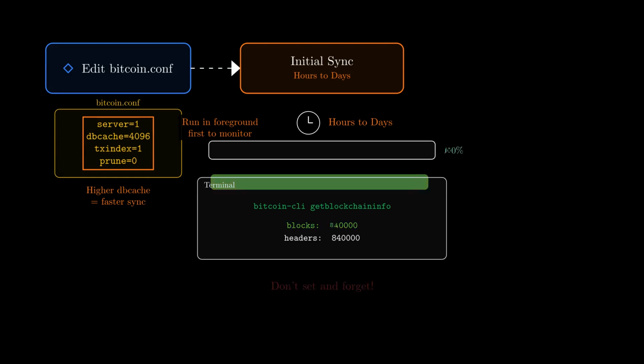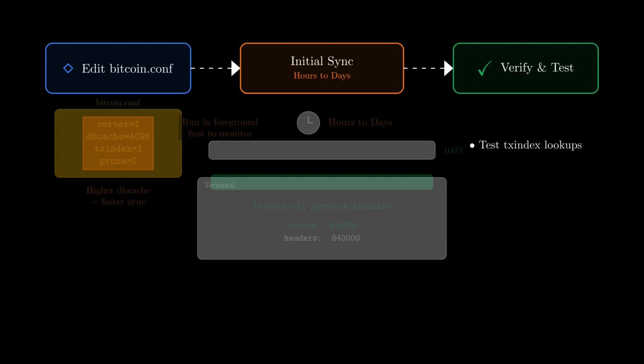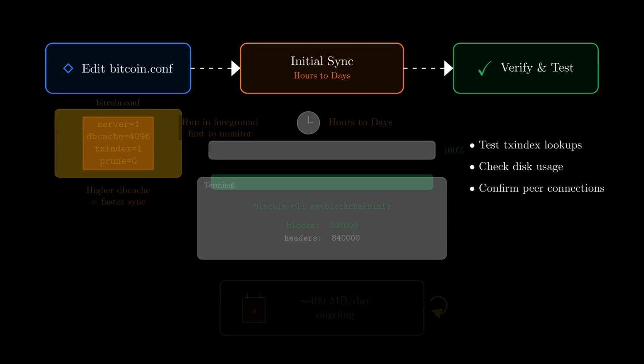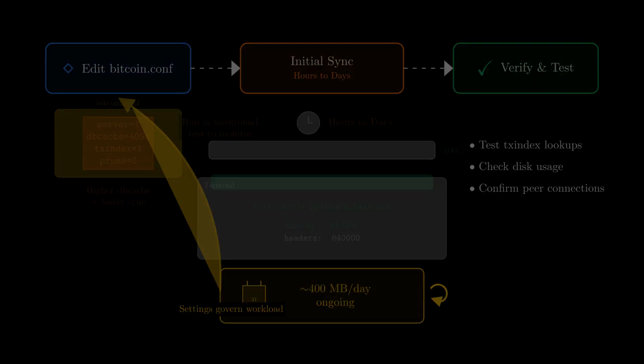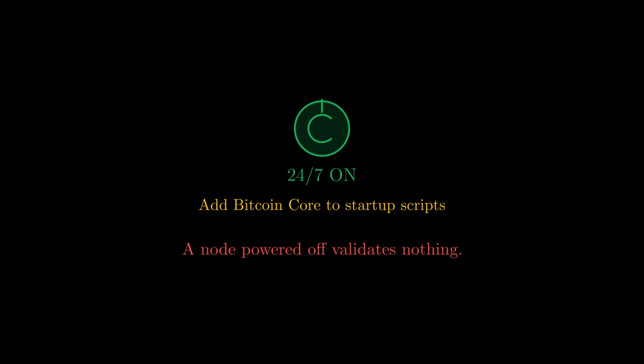Once synced, test your setup. Run transaction lookups if you enable txindex. Check disk usage if you enabled pruning. Configuration isn't a one-time choice. Your node processes about 400 megabytes of new data every day, and the settings govern that continuous workload. Once your node is synced and tested, add Bitcoin Core to your system's startup scripts so it runs automatically on boot. A node that's powered off validates nothing.